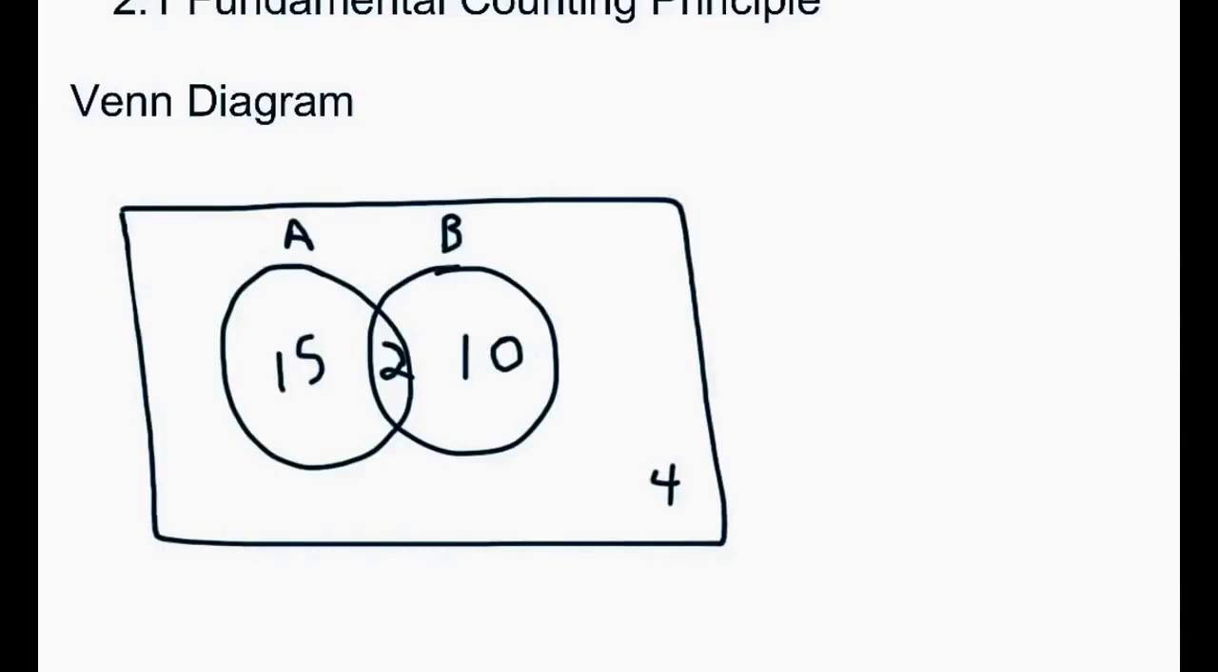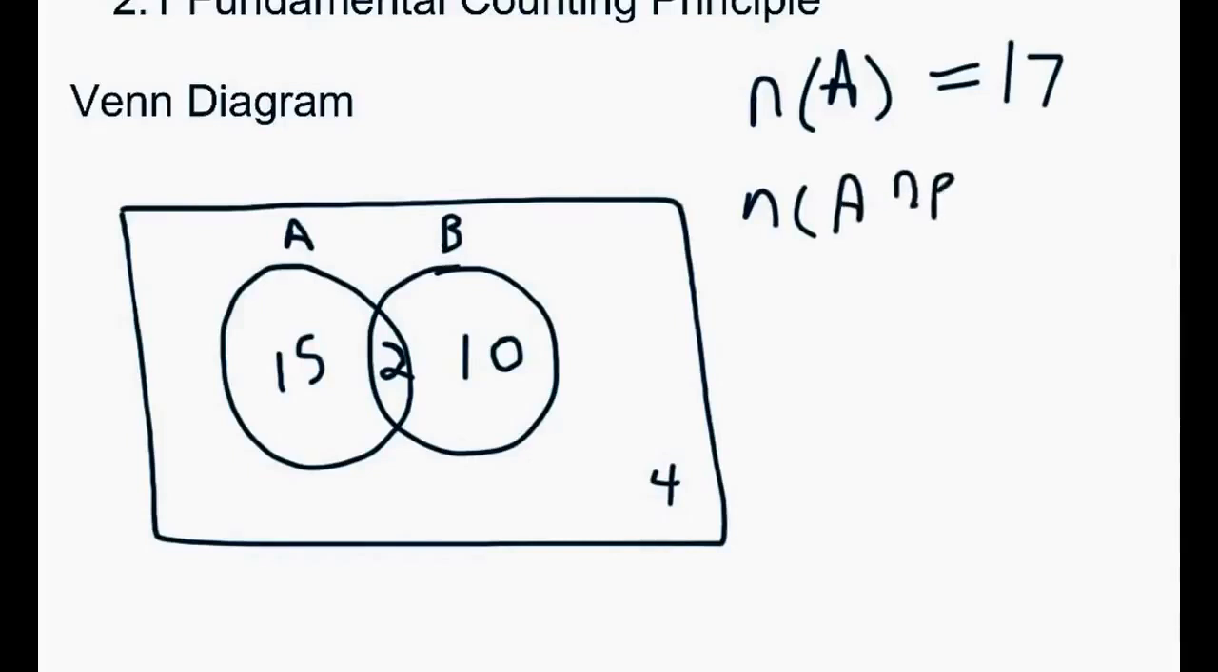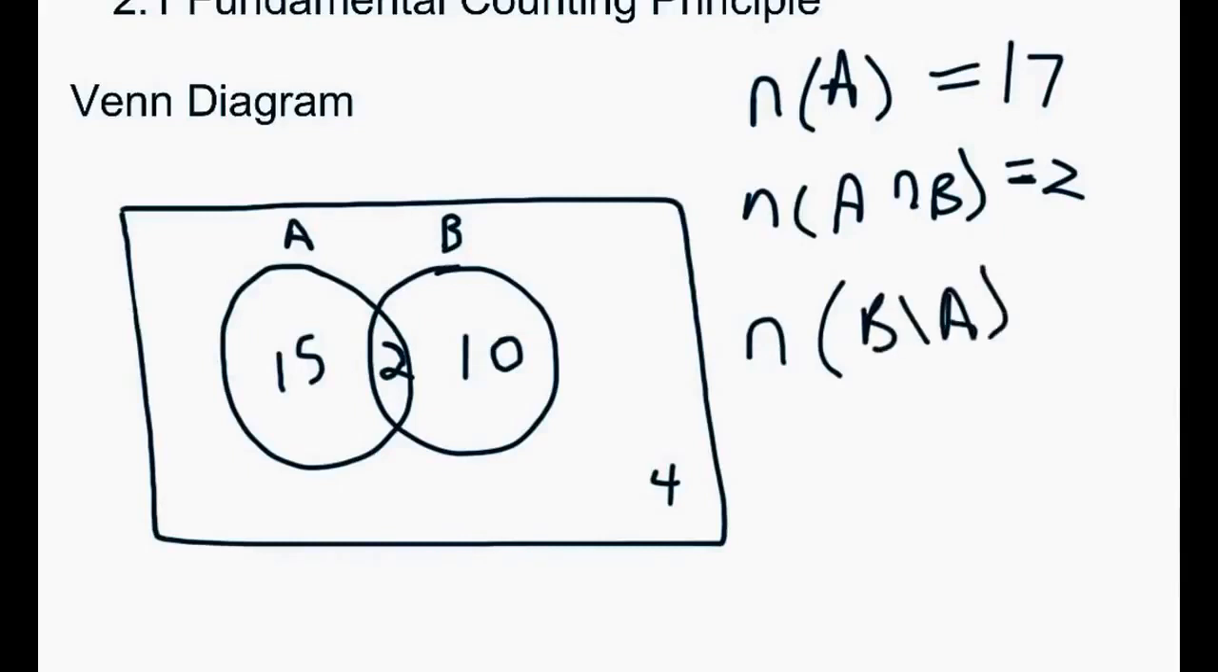So for example, for the one I have below here, the number of A is 17, right? It'd be the 15 plus the 2 overlap. If I asked how many is A and B, that would be just 2. Or if I said how many combinations would be B without A, that would be 10. Or if we said how many are A or B complement, that would be everything except for A and B circles, so in this case it would be 4.